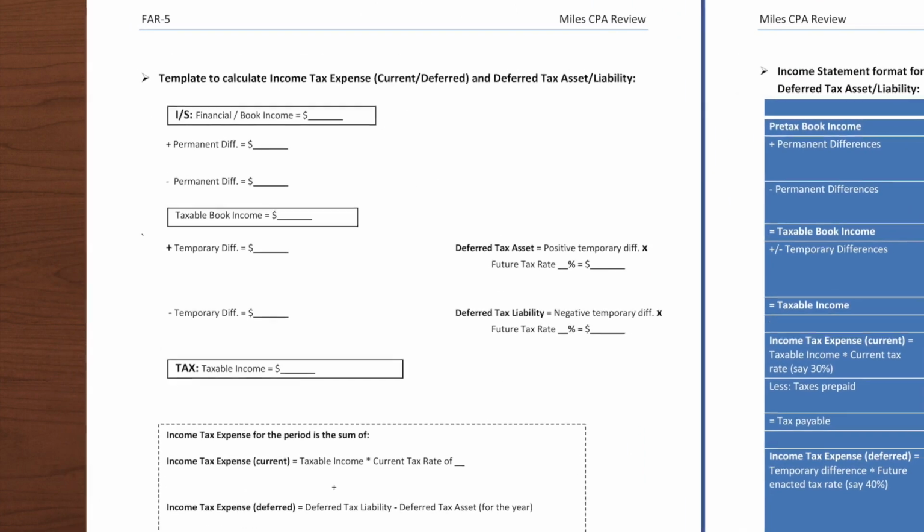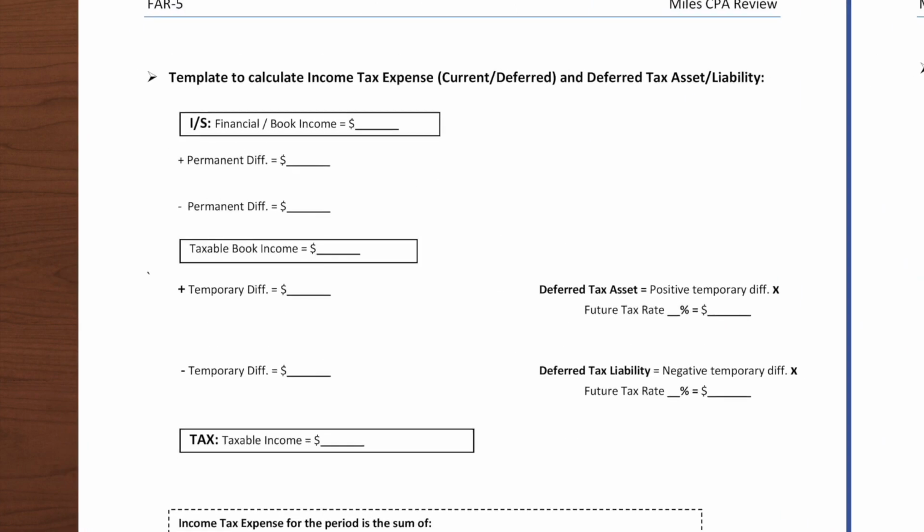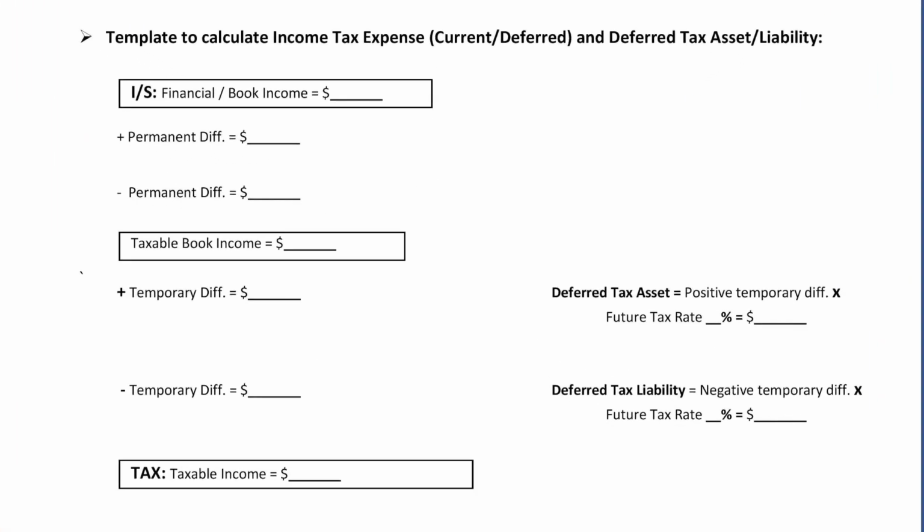Now turn on to page 6 where you have my template to calculate the income tax expense, both current as well as deferred, and you would also calculate the deferred tax asset and the deferred tax liability. So guys, I give you a two-step action plan. So right there, step number 1, calculate taxable income. So you're moving from your financial, your book income, to your tax income. Highlight income statement, financial or book income. So this is your pre-tax book income.